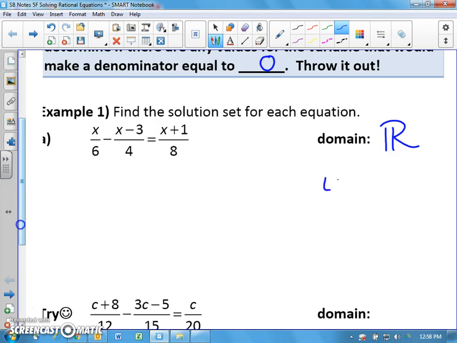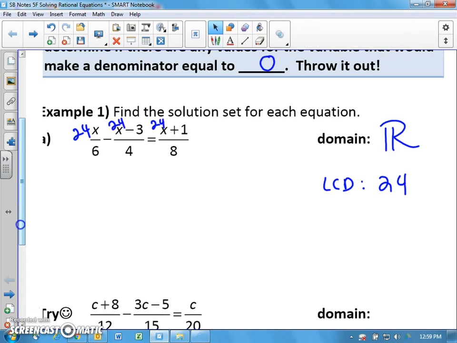Our common denominator: we need to look at the numbers 6, 4, and 8 and find the smallest number that's divisible by all three of those. In this case, that would be 24. So what we're going to do is multiply each of our fractions by 24. I like to put the 24 on top. It's a nice visual reminder of what I'm doing.